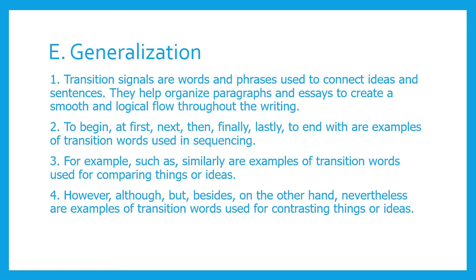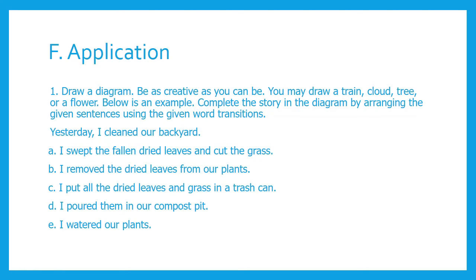Now, let's try using transition signals for sequencing. Here's what you have to do. Draw a diagram. Be as creative as you can be. You may make a train, a cluster of clouds, or a flower. You can even draw a tree. And then, label your diagram with first, next, then, after that, and lastly, or finally.